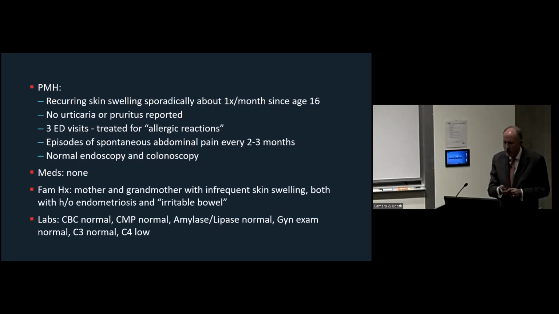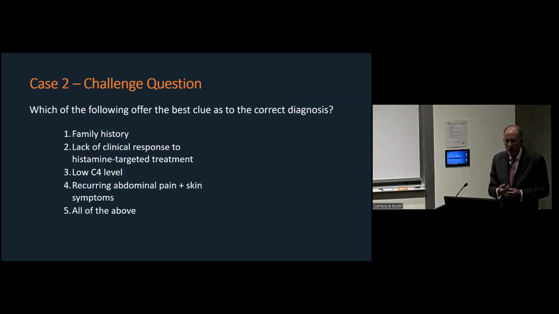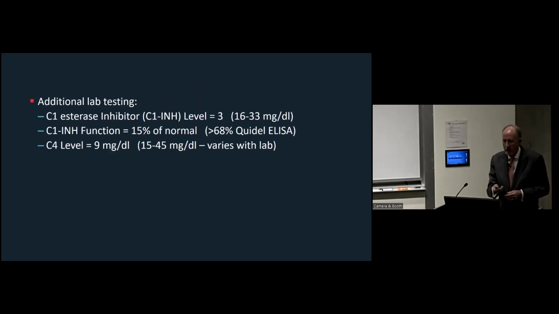So I guess with this patient, what other things would you want? If you are given this, what's most important in this list? The family history, her lack of clinical response to histamine-targeted treatment, a low C4 level, recurring abdominal pain, skin swelling symptoms, or all of the above are important in trying to sort this out. All of them. Great. Everybody's way ahead of me here.